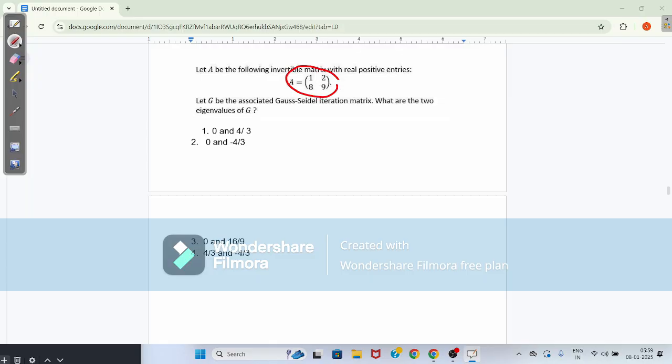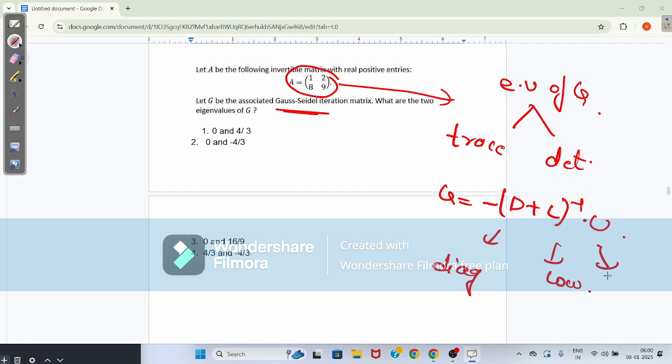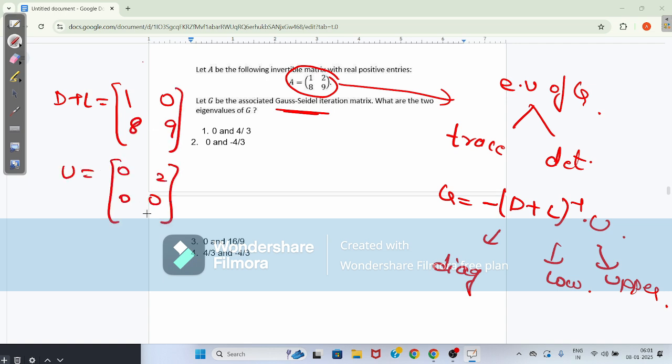Now given this is the matrix here, we have to find the Gauss-Seidel iteration method here. We have to find the eigenvalues of g, and then the trace of g and the determinant of g. So g is equal to minus of (d plus l) whole inverse into u, where d is the diagonal matrix, l is the lower triangular matrix and u is the upper triangular matrix. Now take d plus l, what will we get? 1 0 8 9 here, and u will be equal to 0 0 0 2 here.